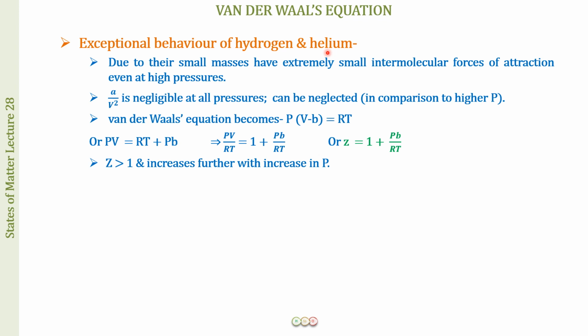Now, with this understanding, I hope you can understand very well that the van der Waals equation is definitely quite an improvement over the ideal gas equation, because it is able to explain the deviations from the ideal behavior. In fact, it has been found to be very accurate over a wide range of temperature and pressure, but still the van der Waals equation has its own limitations. Let us now see what those limitations are.